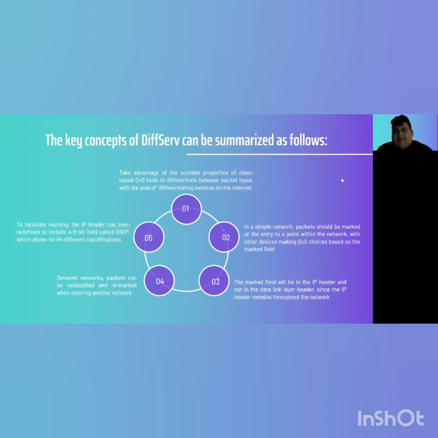The next one, the marked field will be in the IP header and not in the data link layer header, since the IP header remains throughout the network. The number four, within a network, packets can be reclassified and remarked when entering another network. The last one, to facilitate marking, the IP header has been redefined to include a 6-bit field called DSCP, which allows for 64 different classifications. Yeah, 64.